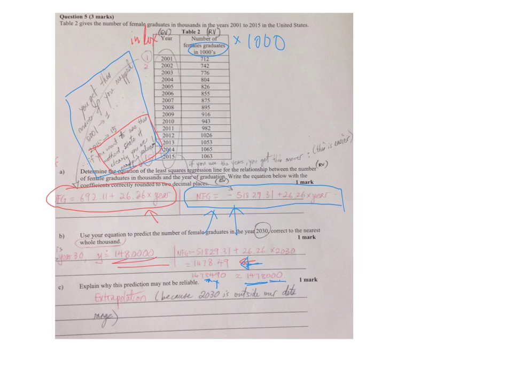Part C. Explain why this prediction may not be reliable. It's a 1-mark question. All you need is this word, extrapolation, because 2030 is outside our data range. We only collected data up to 2015, and now we want to predict 2030. It is a very, very unreliable prediction.